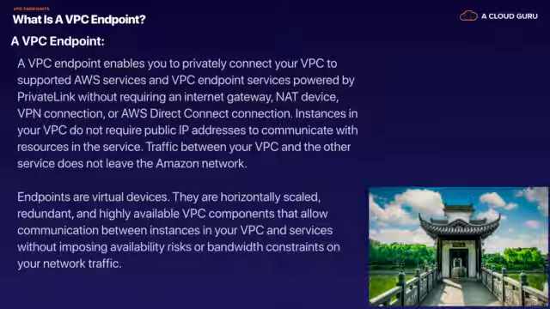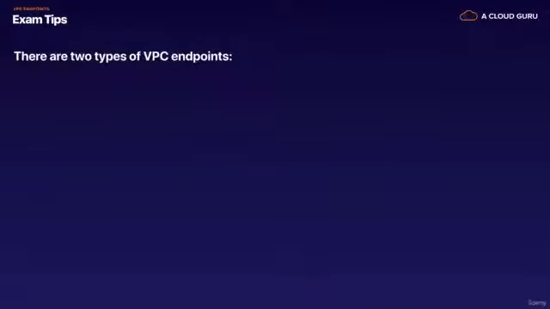Endpoints are virtual devices, and they are horizontally scaled, redundant, and highly available VPC components that allow communication between instances in your VPC and services without imposing availability risk or bandwidth constraints on your network traffic. There are basically two types of VPC endpoints: interface endpoints and gateway endpoints. In this lab, we're going to create an S3 gateway endpoint. We'll have a look at how we're going to do that a bit later.